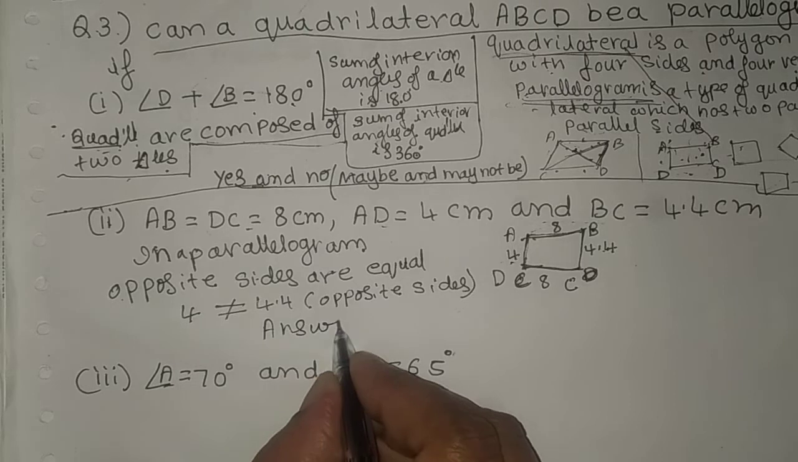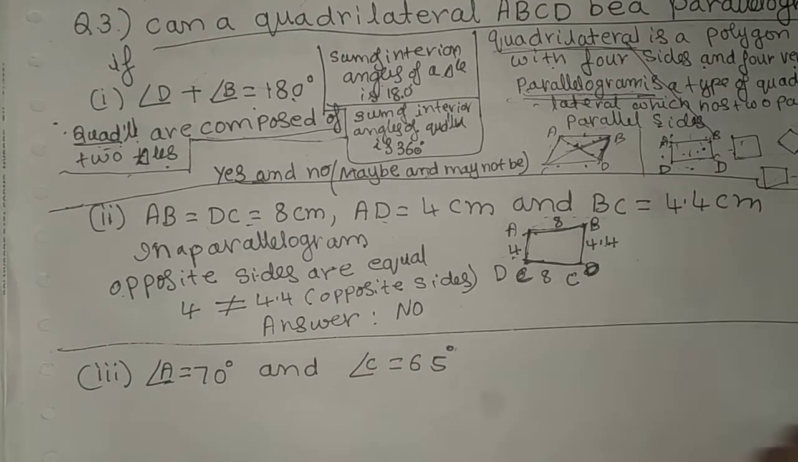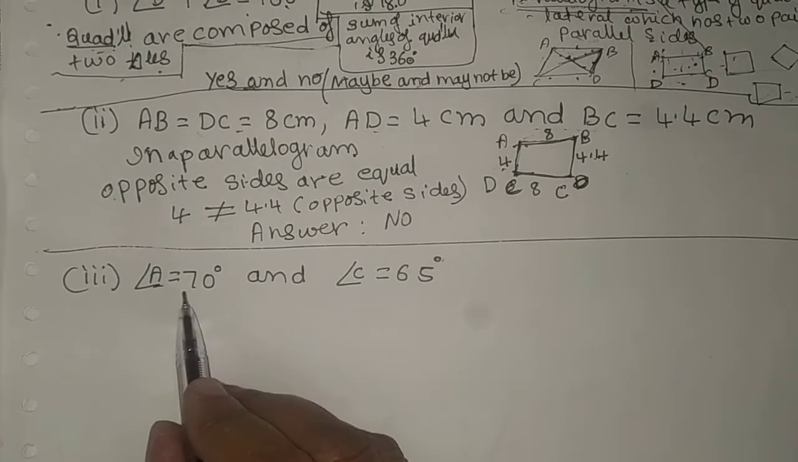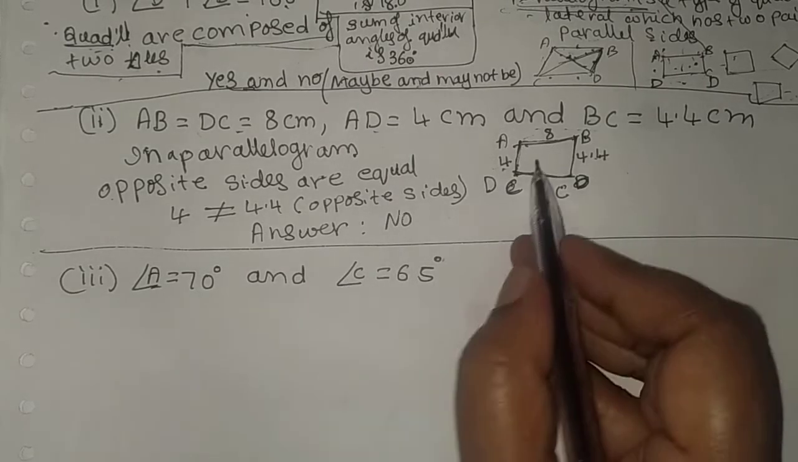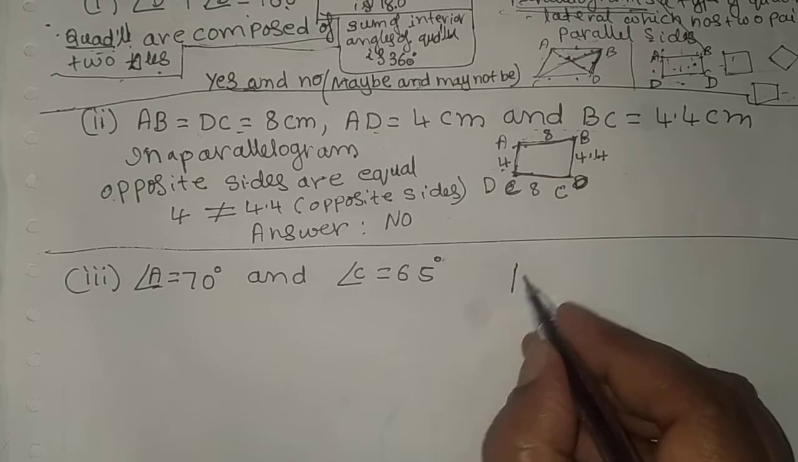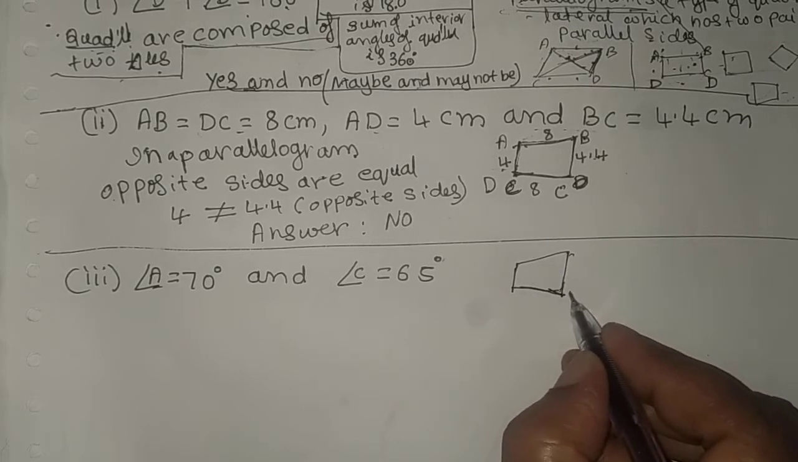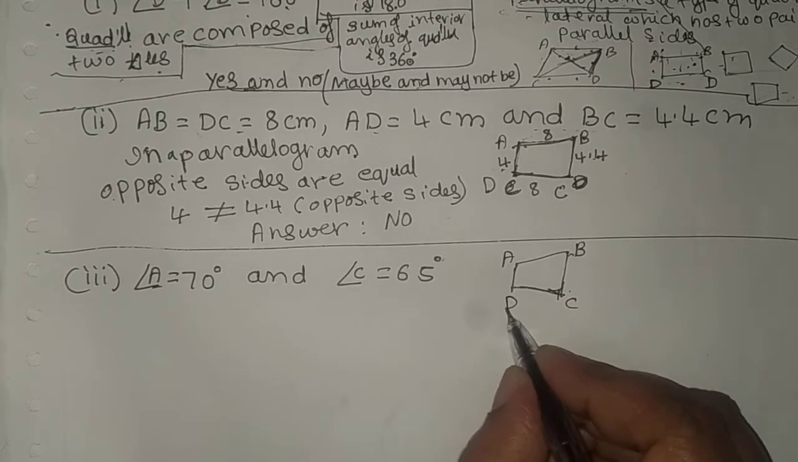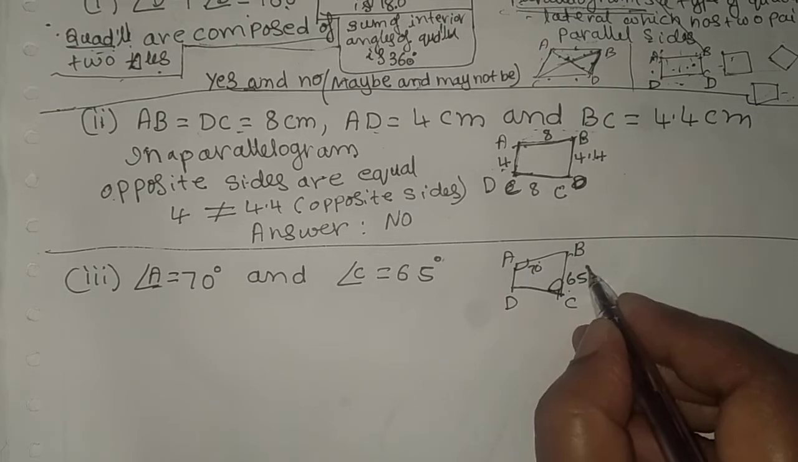Answer: no. So we finish the second one. Just substitute and find out. Now we move on to the third one. The third one is angle A is 70 degrees and angle C is equal to 65 degrees. Similarly, take the same diagram ABCD. Angle A is given as 70 degrees, angle C is equal to 65 degrees.